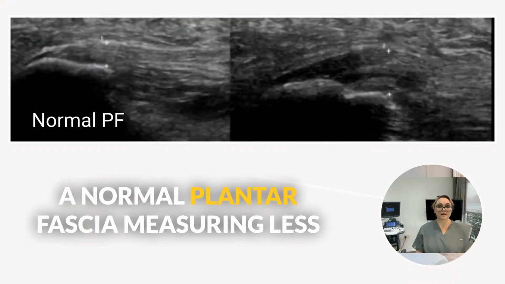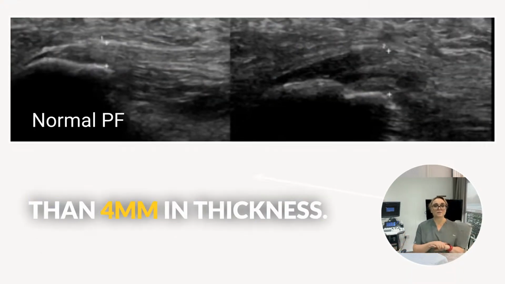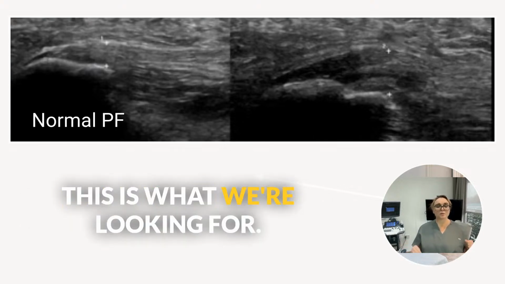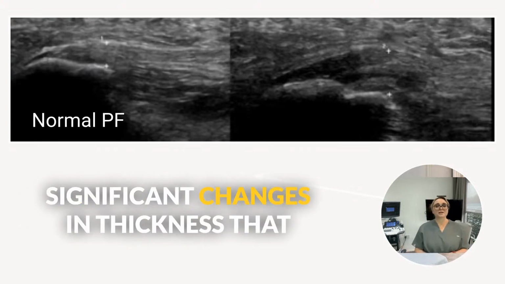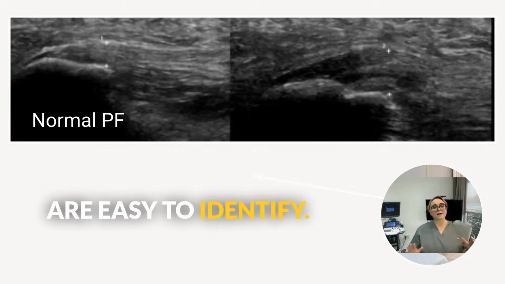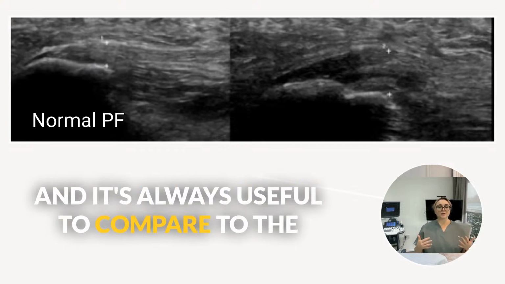A normal plantar fascia measures less than 4 millimeters in thickness. This is what we're looking for. Significant changes in thickness that are easy to identify. And it's always useful to compare to the contralateral.